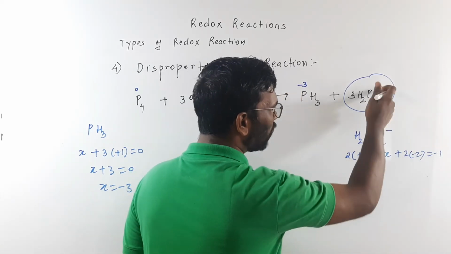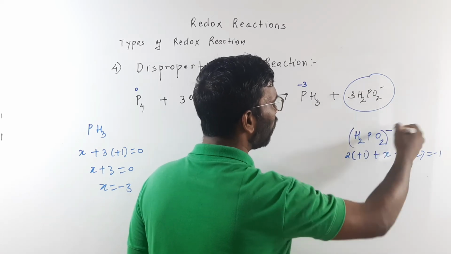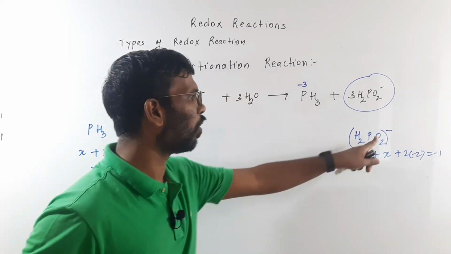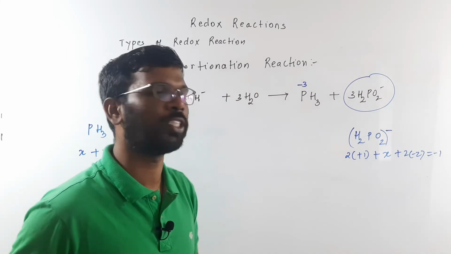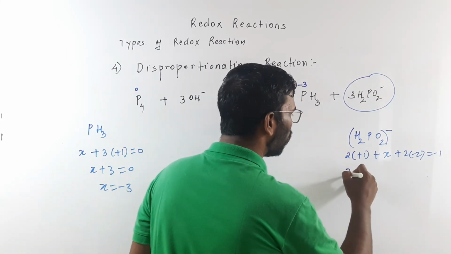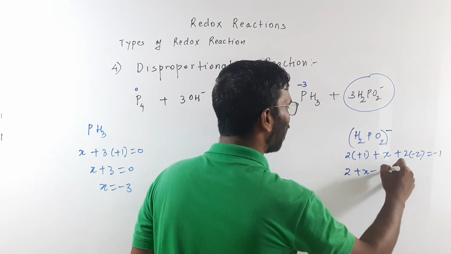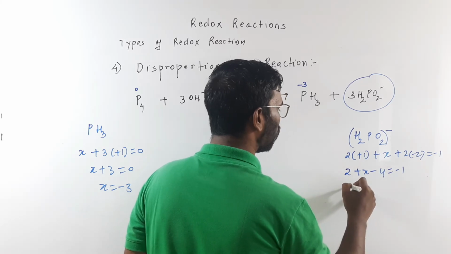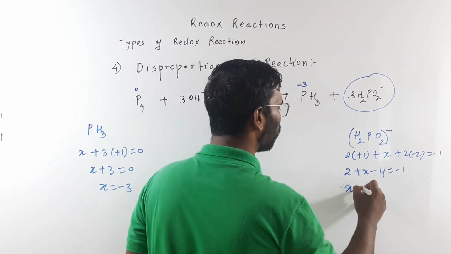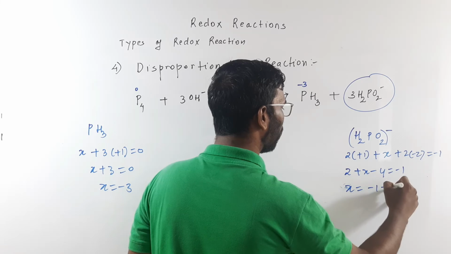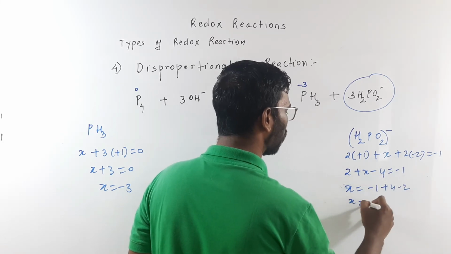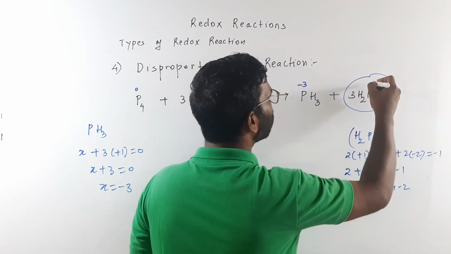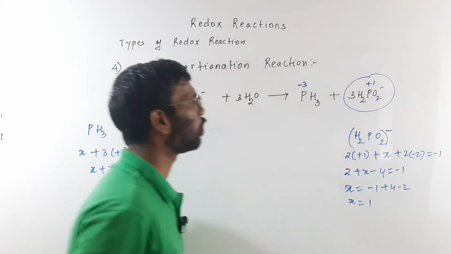Remember, whenever you see such charges, it is on the whole molecule and not on the oxygen or the last element. So this is 2 plus X minus 4 is equal to -1. So X is equal to -1 plus 4 minus 2, so X is equal to 1. This means phosphorus is in the +1 oxidation state.